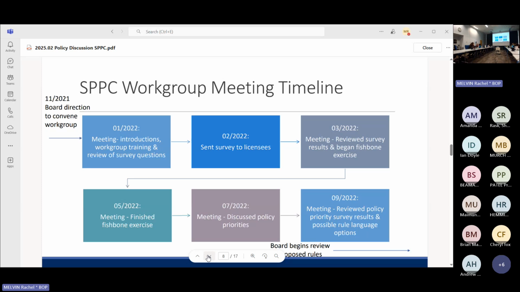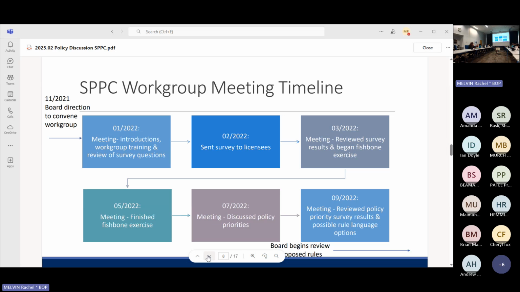And the first project for the work group was to determine if a survey should be sent out. And obviously, we've sent out more than one survey. It looks like historically, we sent out surveys in 2011, 2013, 2016, then again in 2022.